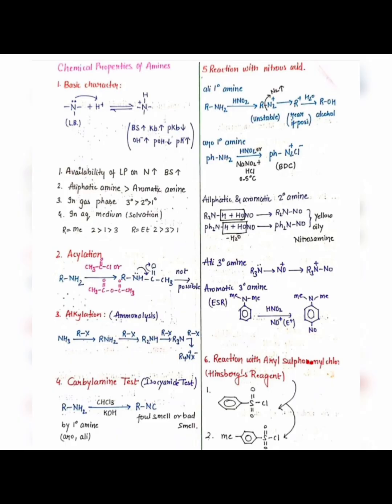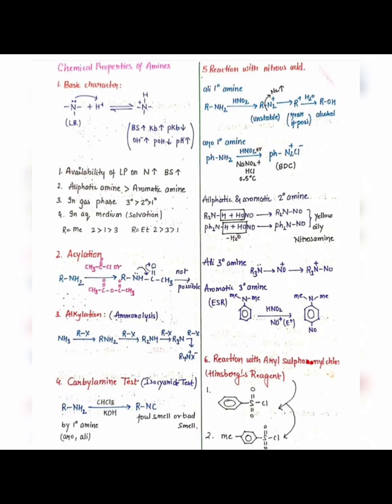Fifth test of amine is reaction with nitrous acid, that is HNO2. When primary amine reacts with nitrous acid, it will form unstable RN2+ as an intermediate, which undergoes hydrolysis to form alcohol as the final product.